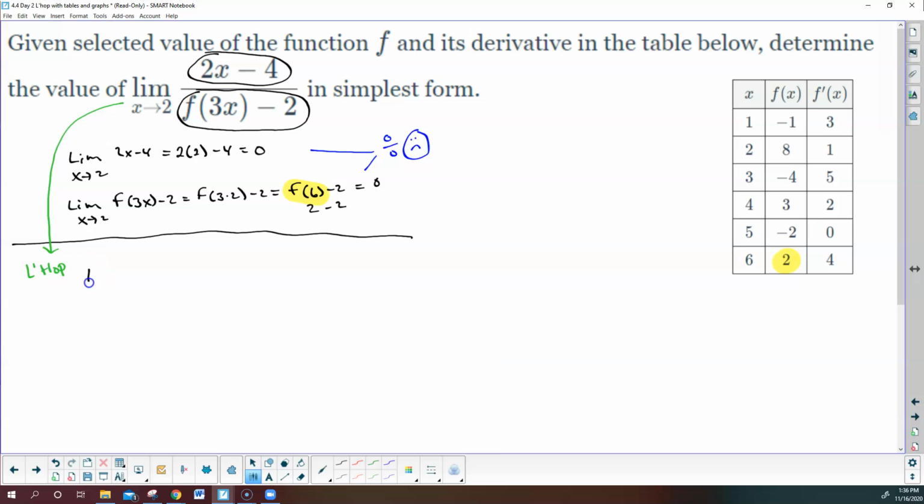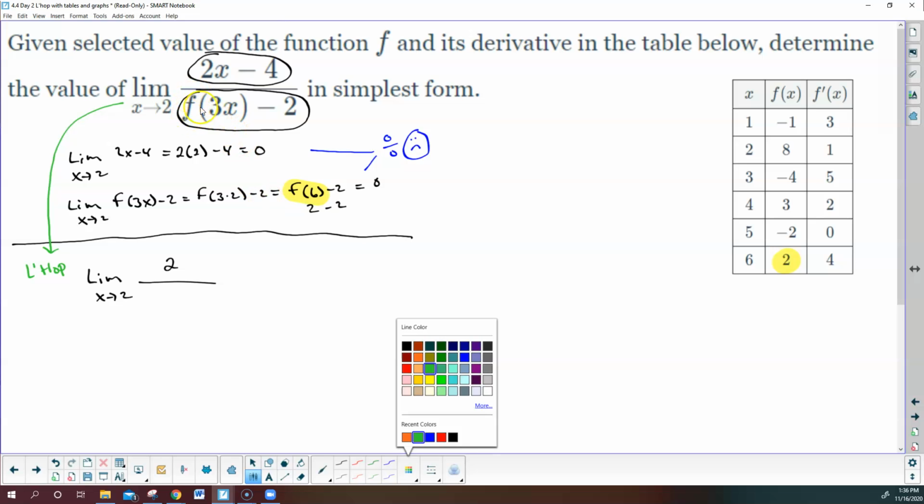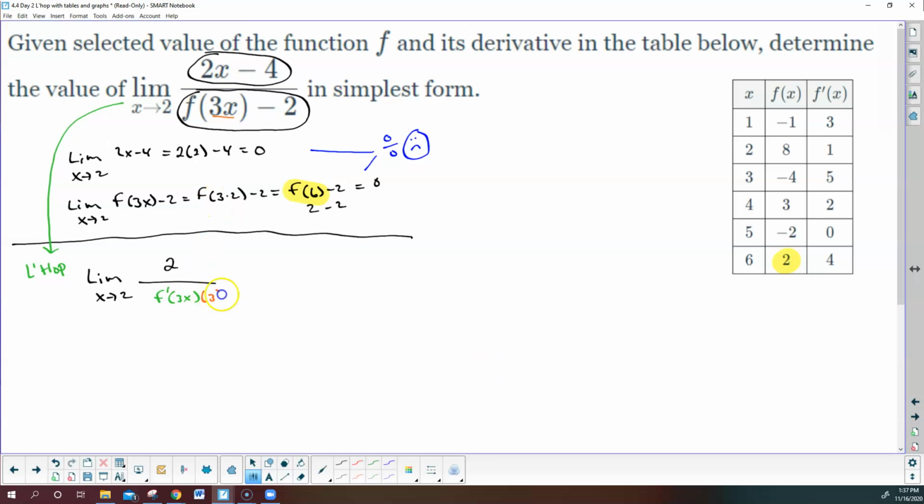And L'Hopital's rule is the derivative of the top, which that's a really friendly derivative, you get 2, over the derivative of the bottom. And then we're going to evaluate that limit as x goes to 2. We have to be careful here because we have a chain rule. There's an inside function here. So f is on the outside, the derivative of f, and we're going to keep the inside exactly the way it is. But then I have to multiply by the derivative of the inside. And if you're taking notes, you might want to identify that that's my chain rule.